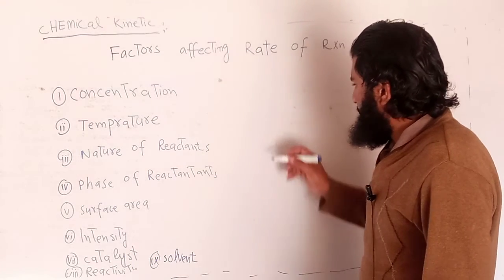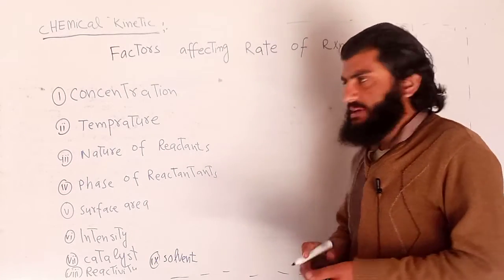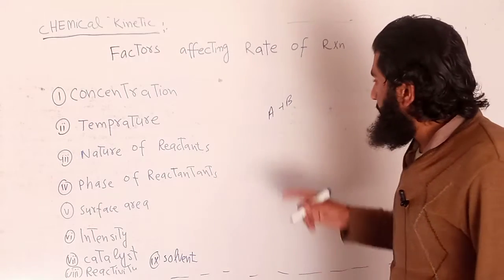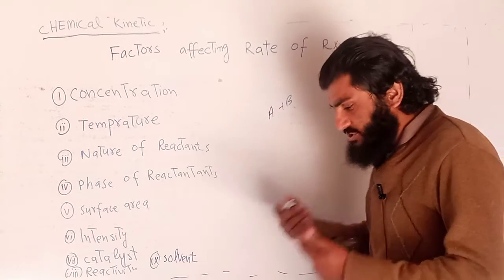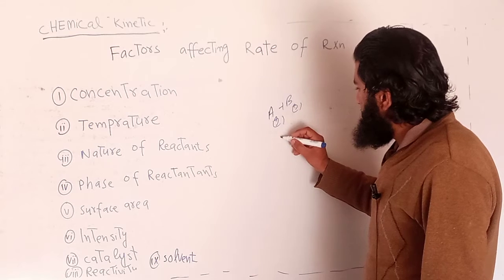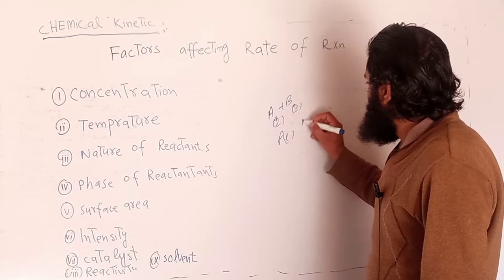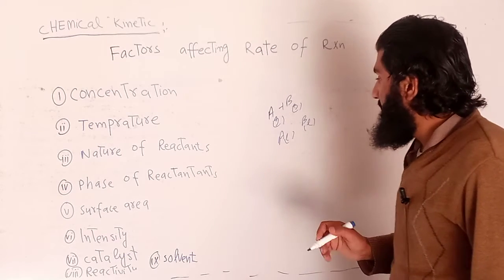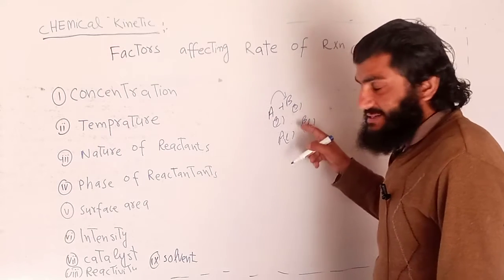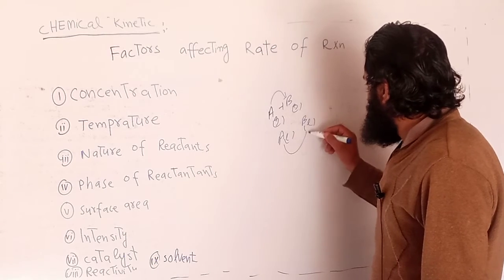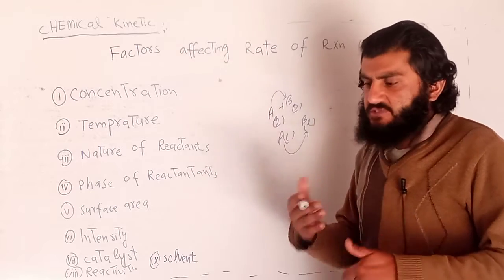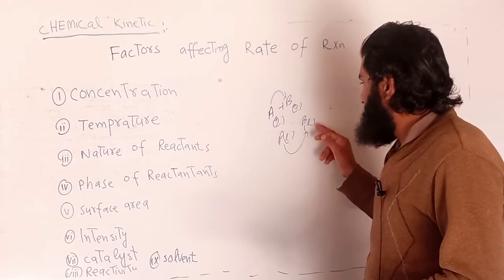For example, when a reaction takes place, suppose A reacts with B. If A and B are in a homogeneous state, if both are gases, or if A is liquid and B is liquid, the rate of reaction will be high if they are homogeneous.